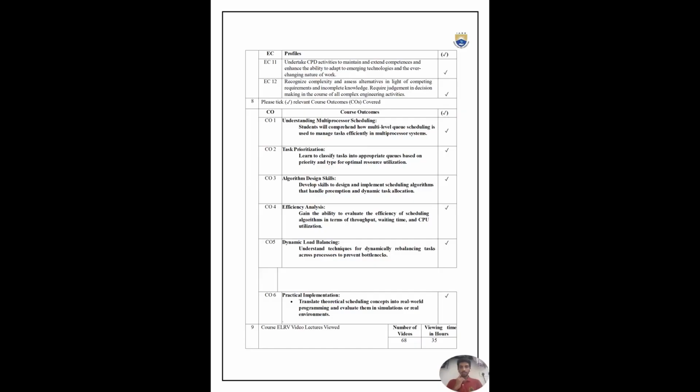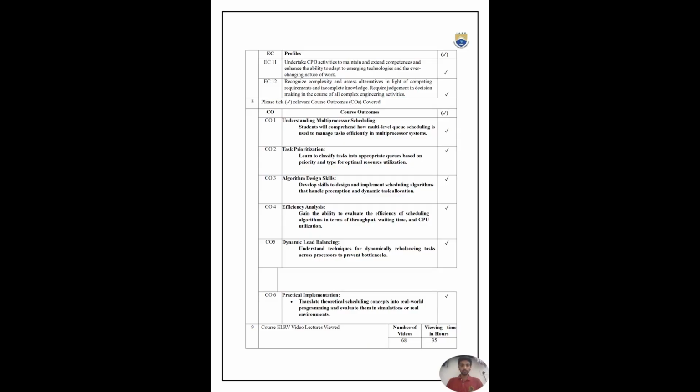Understanding multiprocessor scheduling course outcomes. Students will comprehend how multi-level queue scheduling is used to manage tasks efficiently in a multiprocessor system. The second outcome is task prioritization: learn to classify tasks into appropriate queues based on priority and type for optimal resource utilization.